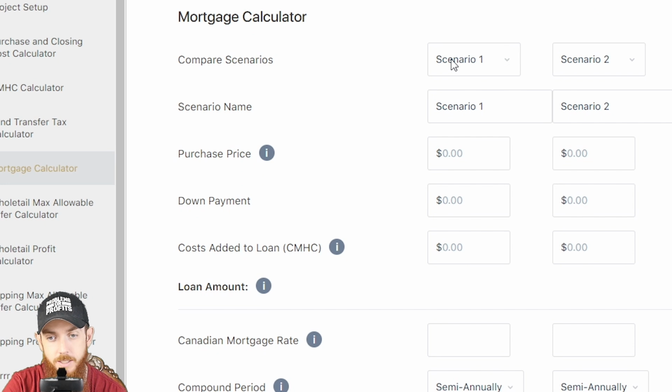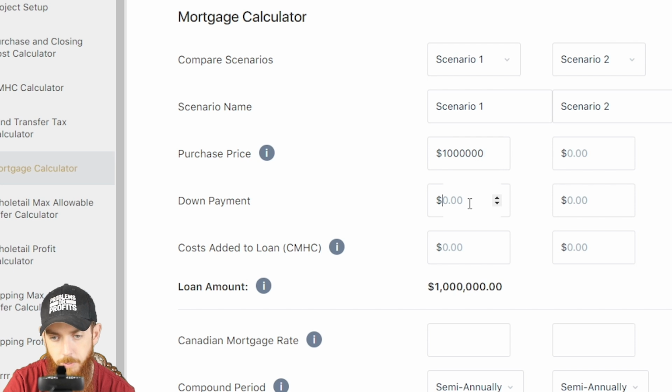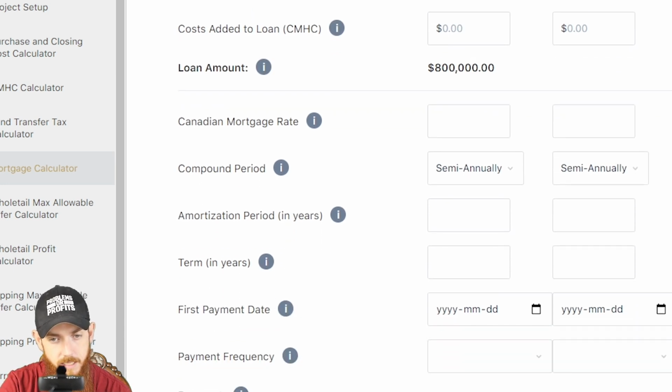First thing you're going to notice is you can actually set up two different scenarios when it comes to your mortgage calculator. For now though, let's just roll through this first one. We're going to put in a $1 million purchase price. We're going to put down a 20% down payment, so that's going to be $200,000. And we're not going to put in any CMHC fees for the purpose of this example.